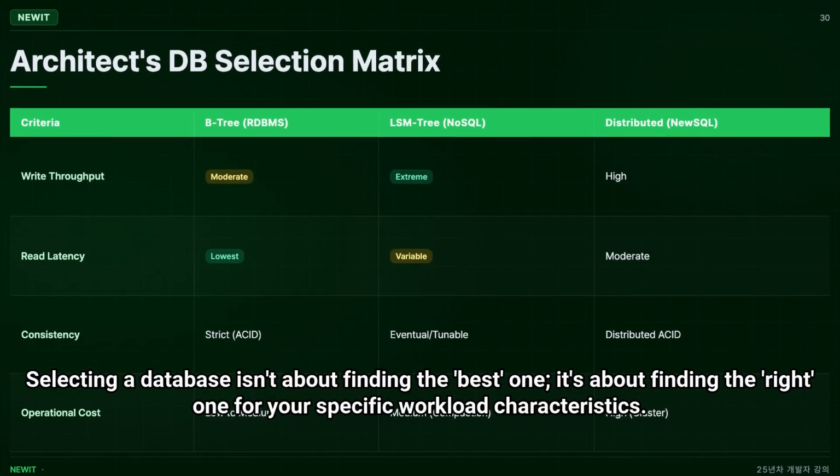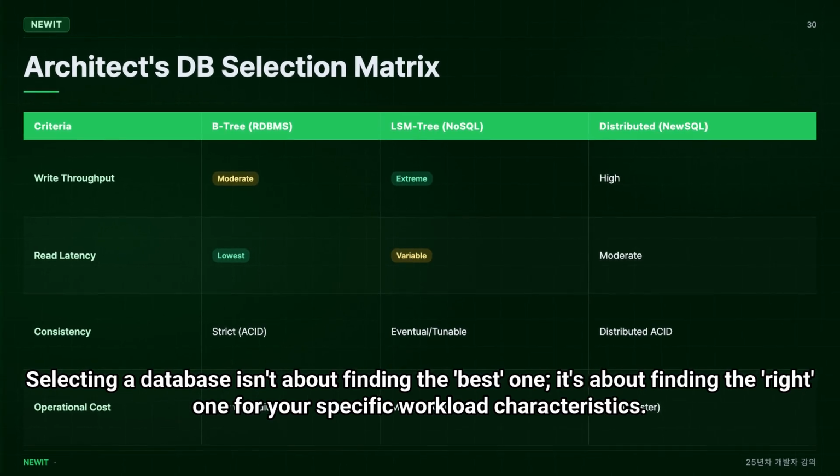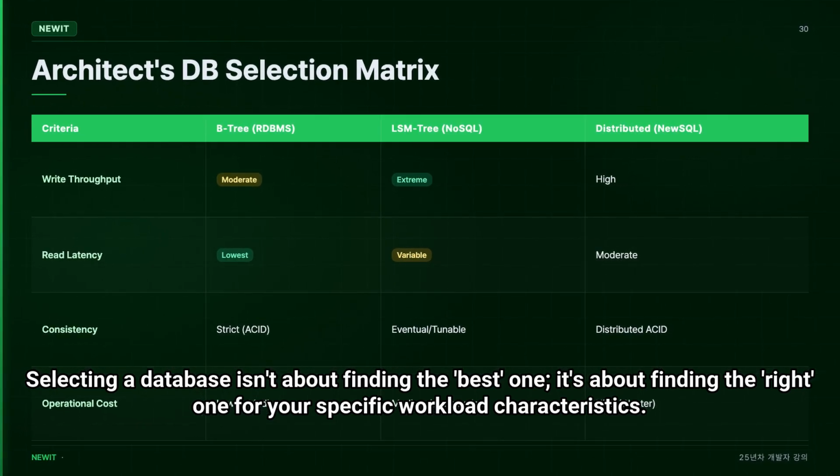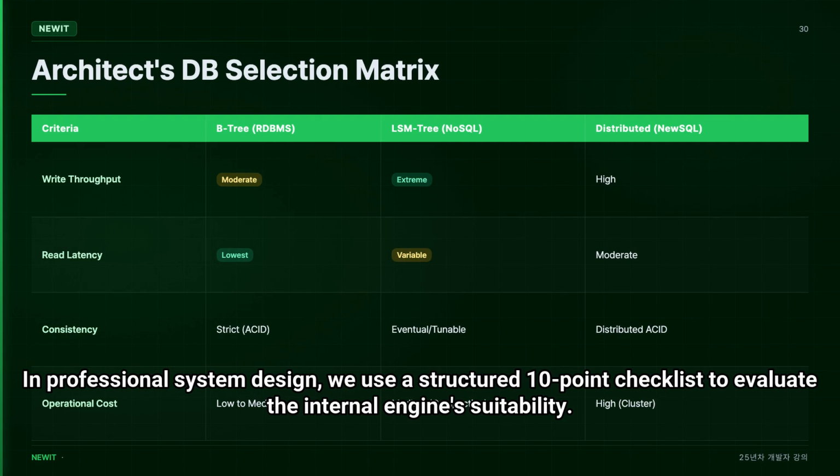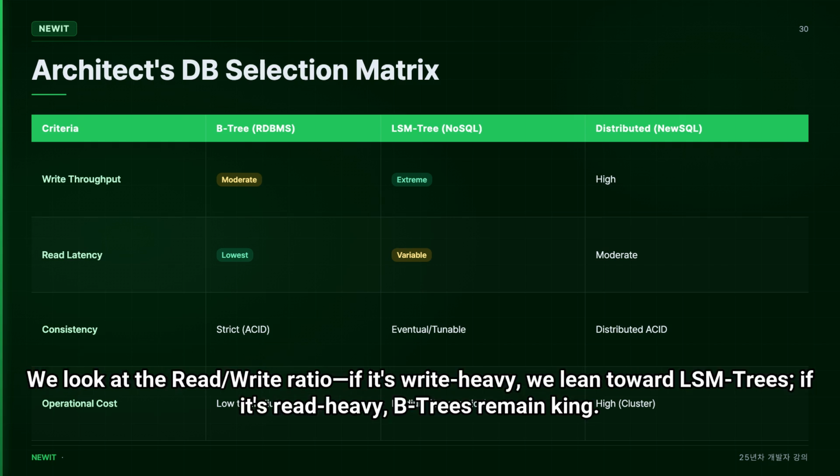Selecting a database isn't about finding the best one, it's about finding the right one for your specific workload characteristics. In professional system design, we use a structured 10-point checklist to evaluate the internal engine's suitability. We look at the read-write ratio. If it's write-heavy, we lean toward LSM trees. If it's read-heavy, B-trees remain king.